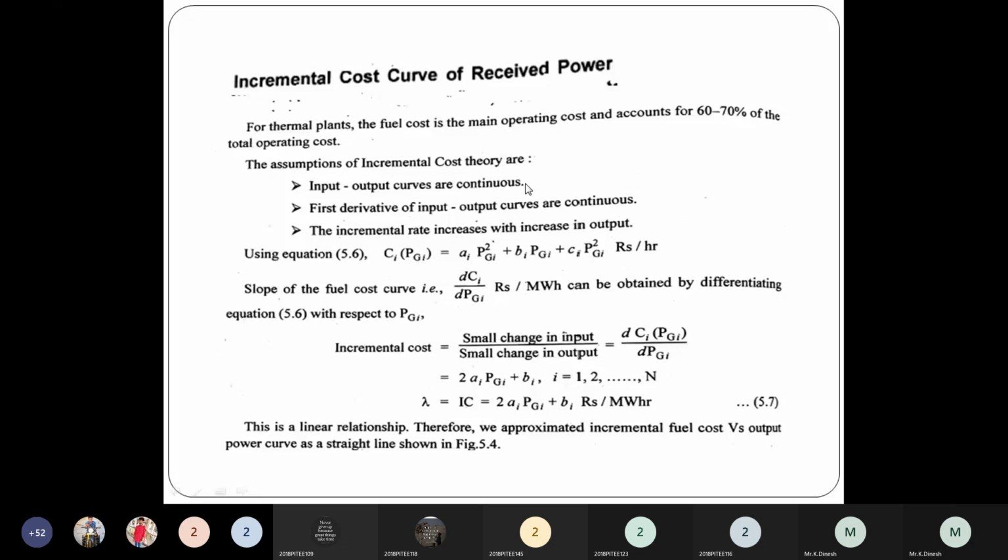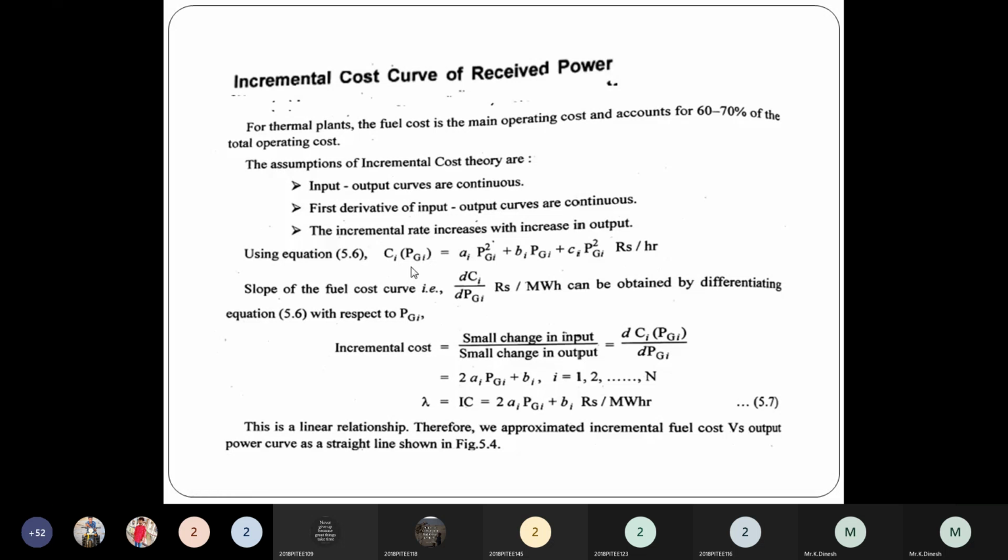That is not possible in terms of a discontinuous curve. And the first derivative of the input-output curves is continuous. So it shows that we are taking the first derivative only. And the third one is that the incremental rate increases with the increase in output. So I am going to utilize my cost equation.